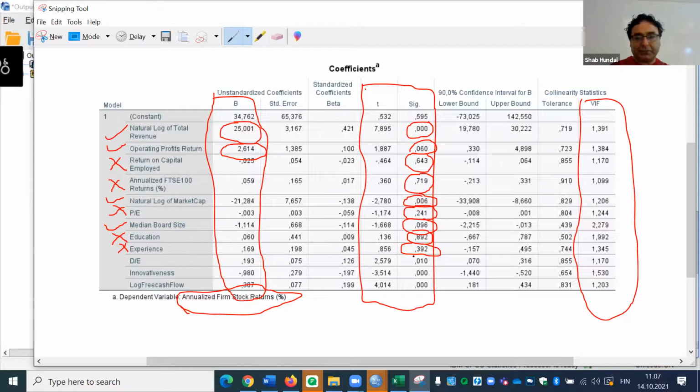Debt to equity ratio. Yeah, 1%. And what's the sign?